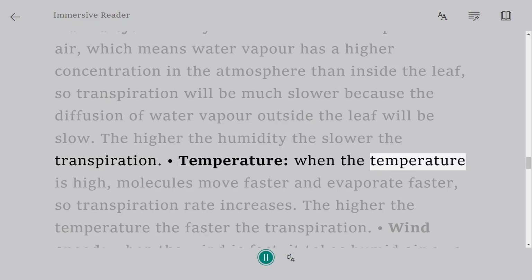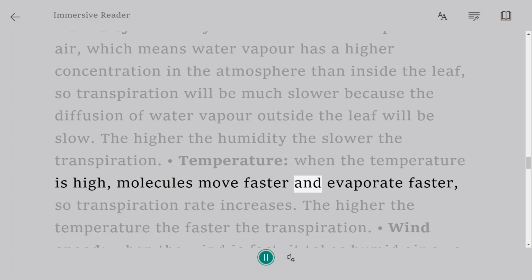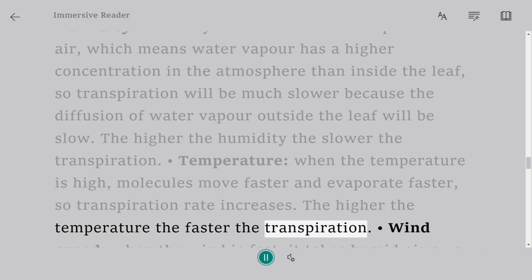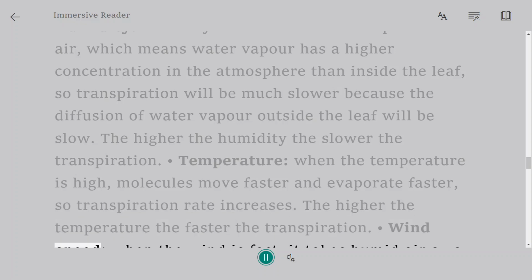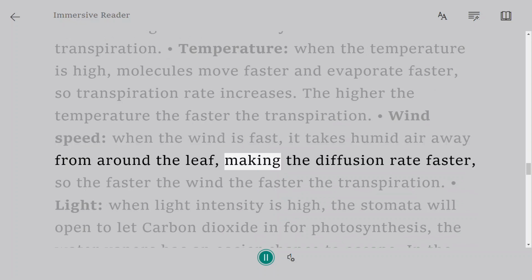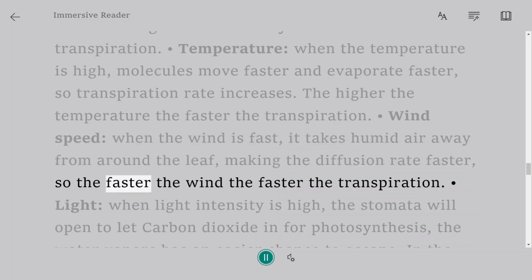Temperature: when the temperature is high, molecules move faster and evaporate faster, so transpiration rate increases. The higher the temperature, the faster the transpiration. Wind speed: when the wind is fast, it takes humid air away from around the leaf, making the diffusion rate faster, so the faster the wind, the faster the transpiration.